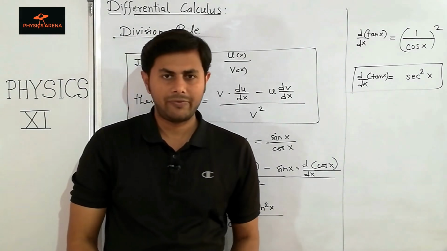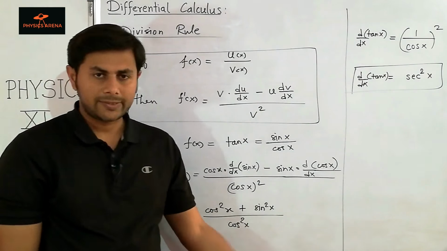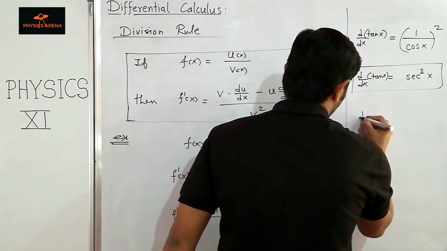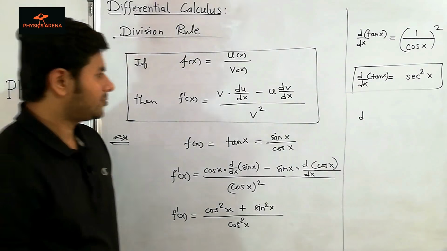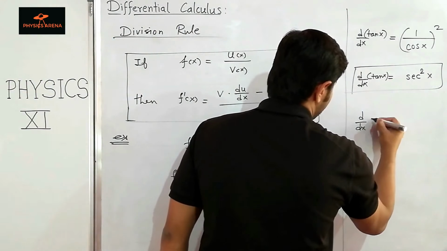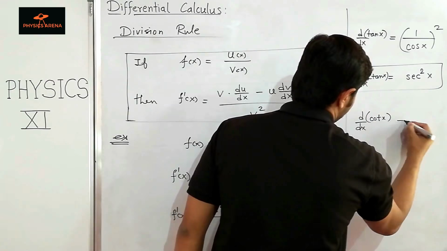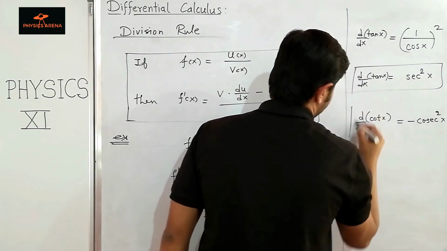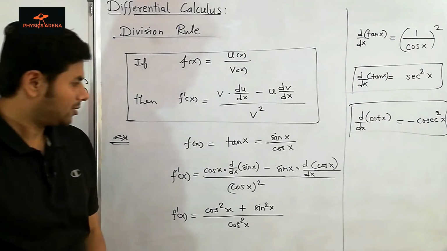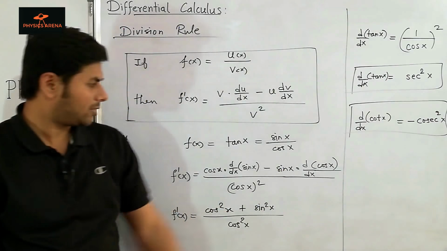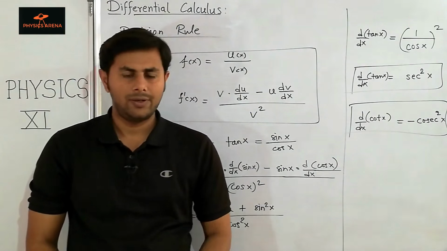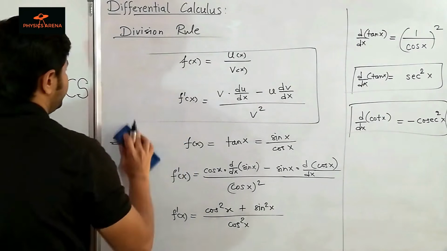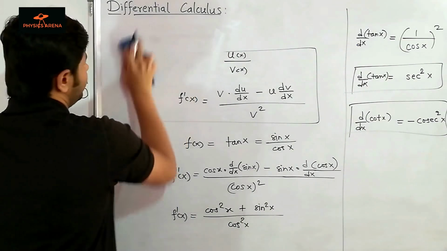Similarly, we can find the derivative of cot x, which is cos x divided by sin x, and you will find using this rule that d by dx of cot x is minus cosec square x. Okay, so this is how we use the division rule. And the next rule, which is an even more important rule, is the chain rule.